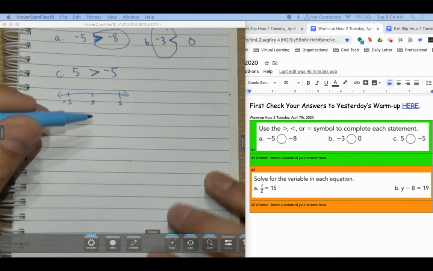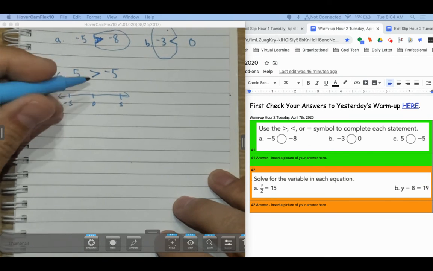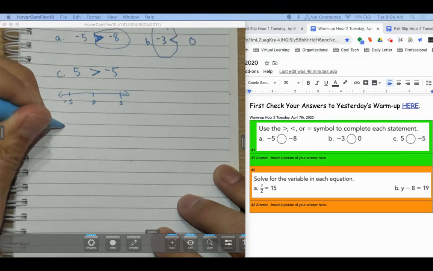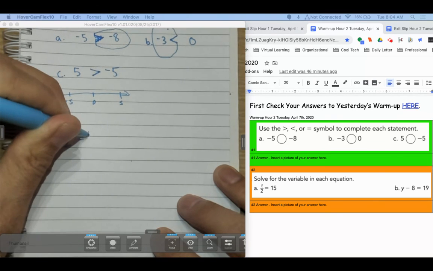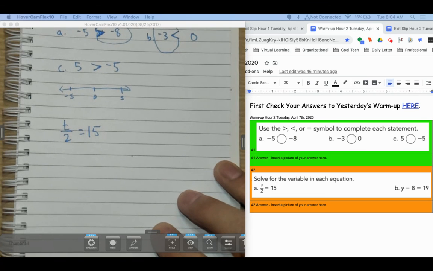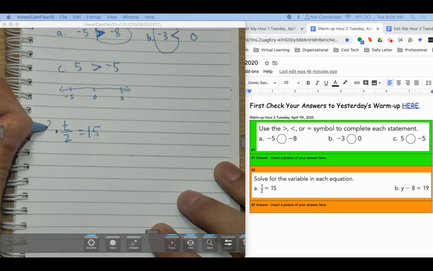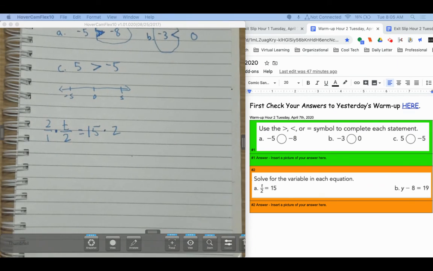For number 2, you had to solve for each variable in each equation. T divided by 2 equals 15. Remember, fraction is a division, division is a fraction. I times this by 2 on this side. I would times this by 2 on this side. Whatever I do to one side, I do the same thing to the other side to keep everything balanced.